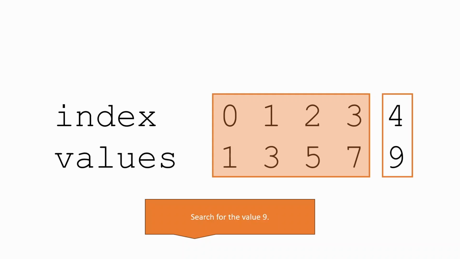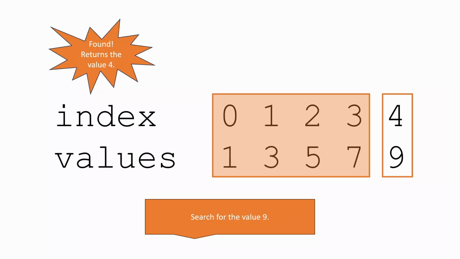And now we just have one value left in our list. We started at index 4, we ended at index 4. And so the average would be 4, and we check that value, and that's where 9 is. And so 4 will be returned.